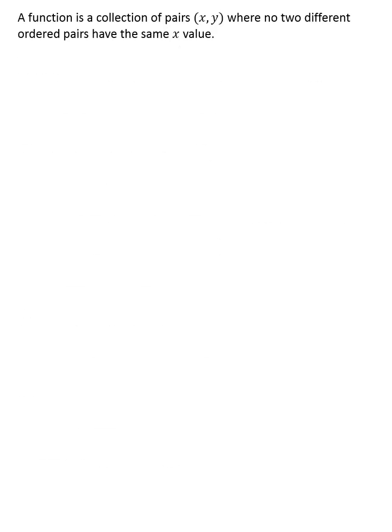Let's start with the actual definition of what a function is. A function is a collection of pairs, x, y, where no two different ordered pairs have the same x value. When you first hear this definition, it doesn't make any sense to most people. It's strange how mathematicians have defined a function. In this video, you'll see enough examples of functions where this definition will make sense. But let's focus on one phrase, collection of pairs.